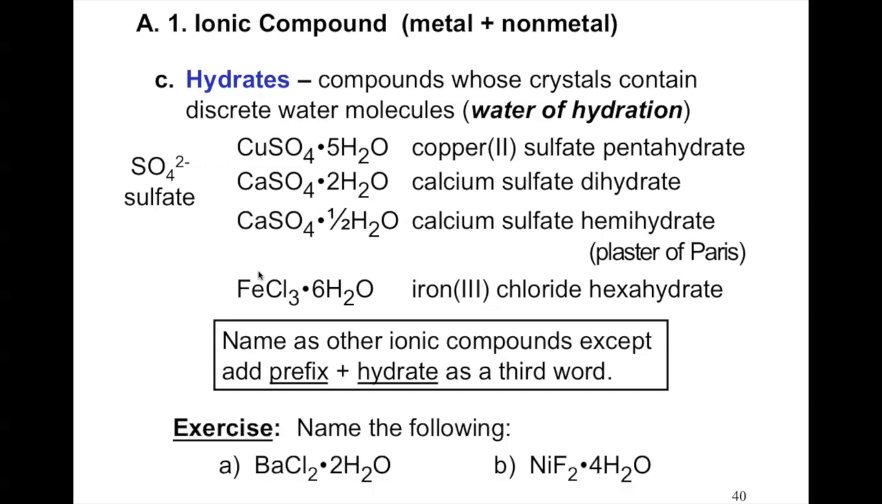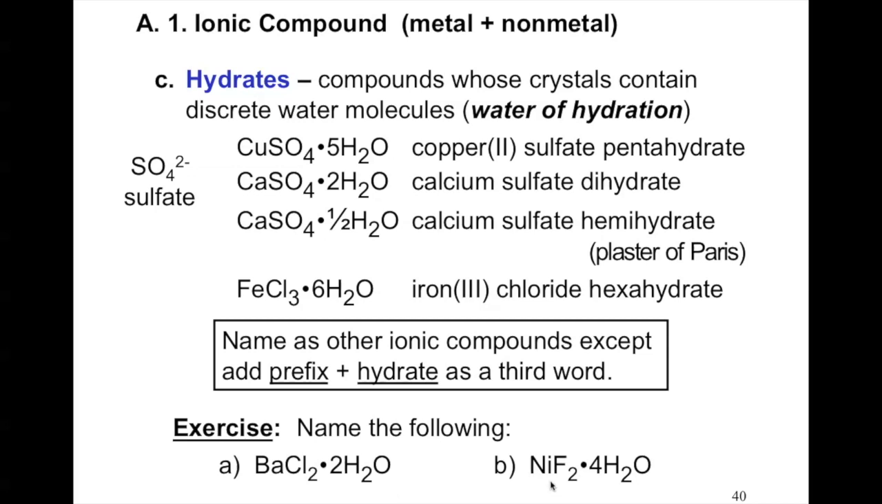All right, so go ahead and turn off the video for a moment and try to name these on your own without any access to notes. All right, so for the first one, we have barium, which is a type 1 metal ion. It's always +2, so no need to use Roman numerals. We just name it barium chloride dihydrate.